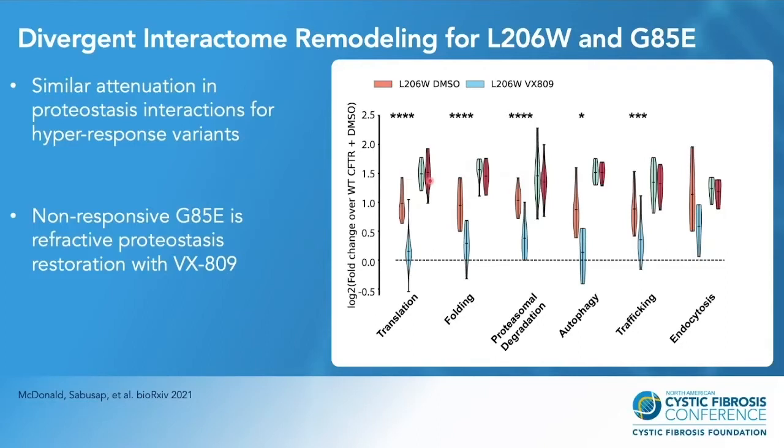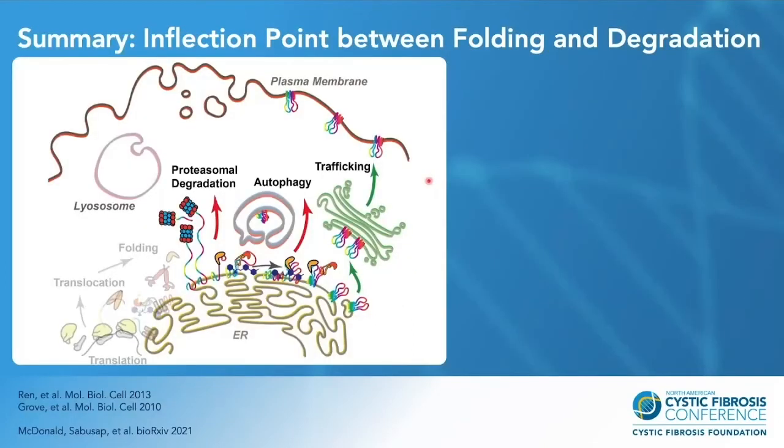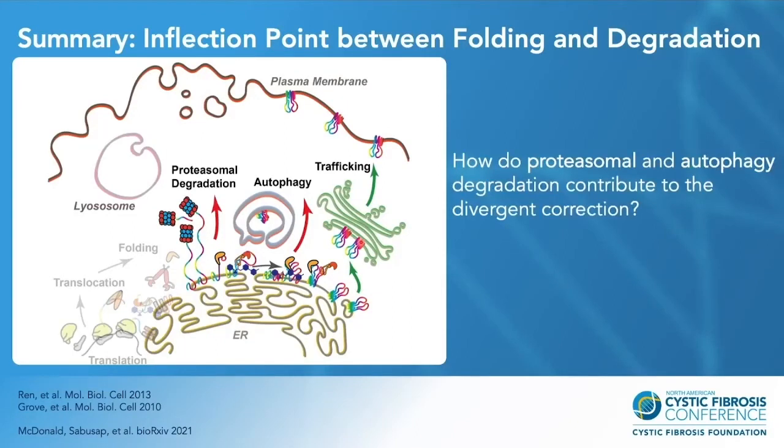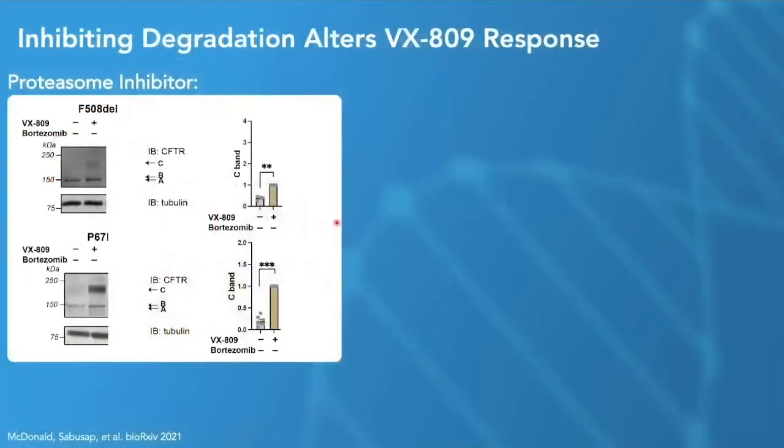This was not just with the later pathways, but interestingly also with translation and folding. We saw that the divergence between hyperresponsive and non-responsive variants occurred when degradation pathways became engaged. So therefore, we became interested in following up to probe how proteasomal and autophagy degradation pathways could contribute to this distinct correction. For this, we turned to small molecule inhibitors.